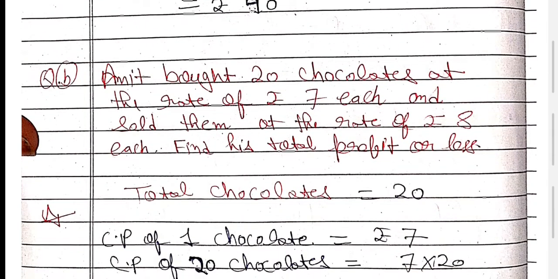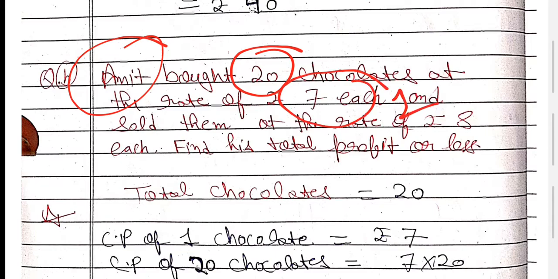Now come to part B. Amit bought 20 chocolates at the rate of 7 rupees each and sold them at the rate of 8 rupees each. Okay, there is a boy named Amit. He bought 20 chocolates, and what is the cost of a chocolate? 7 rupees per each. Each means 1. That is, the cost of 1 chocolate is rupees 7.